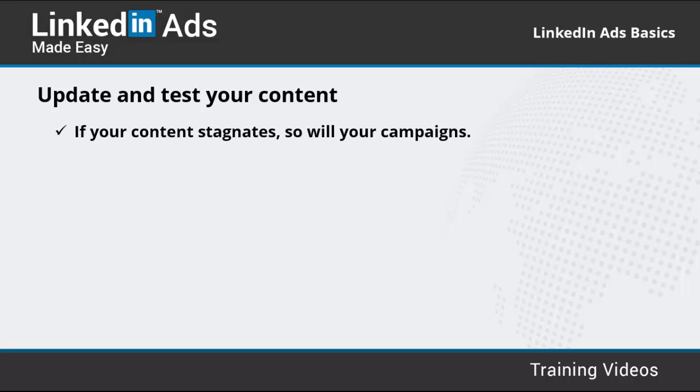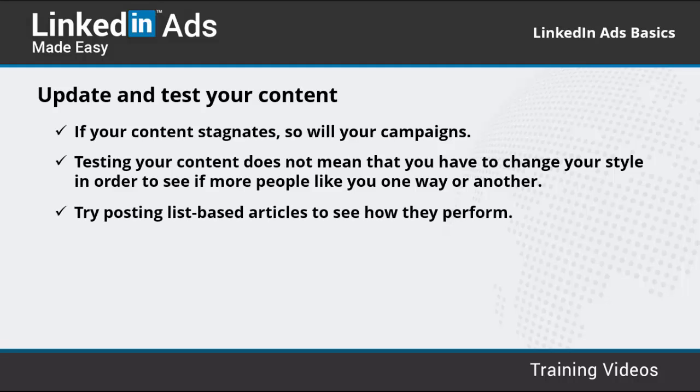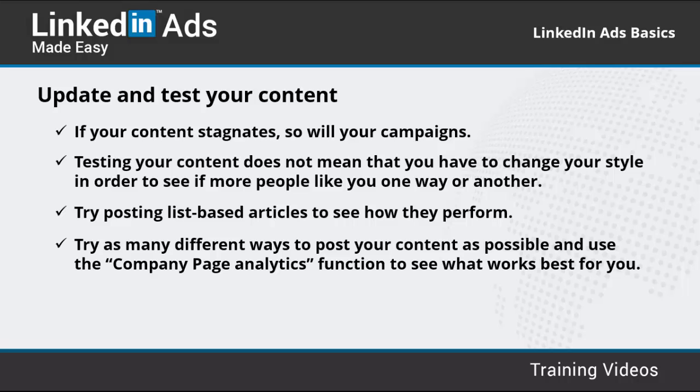Update and test your content. If your content stagnates, so will your campaigns. Testing your content does not mean that you have to change your style in order to see if more people like you one way or another. Instead, it means that you have to test and reconsider every one of your delivery methods and strategies, organic delivery methods specifically. If you're used to posting content as long-form articles that read from top to bottom, try posting list-based articles to see how they perform. If you usually post in the afternoons, try posting in the evenings. Try as many different ways to post your content as possible and use the company page analytics function to see what works best for you.